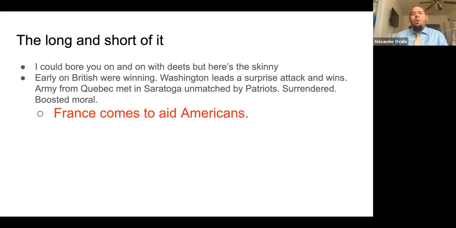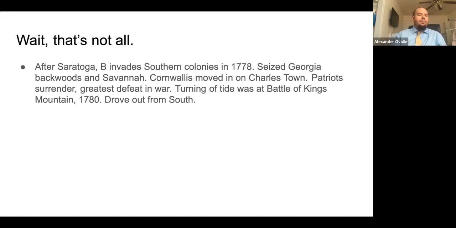Early on, the British were winning. Washington then led a surprise attack and future wins. The army from Quebec met in Saratoga, unmatched by the Patriots. They surrendered. That boosted morale. Because of that battle in Saratoga, the Americans came out on top. France was on the fence. Do I support my longtime enemy, forever enemy, Britain, or do I support these newfound Americans? And because the Americans won, France came to the aid of the American colonists in the form of Marquis de Lafayette. But that's not all.